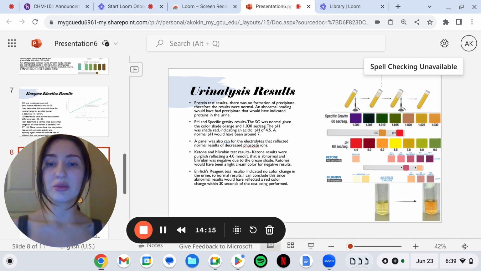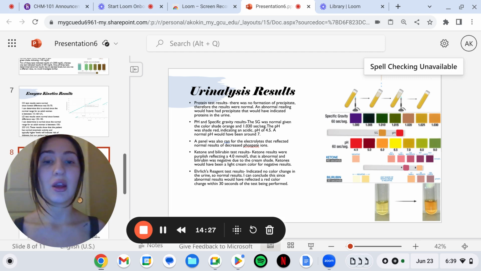The Ehrlich's reagent test results indicated no color change in the urine, so normal results for this test. I can conclude this since the abnormal results would have reflected a red color change within 30 seconds of the test being performed.